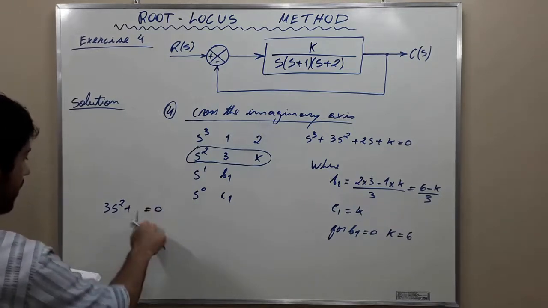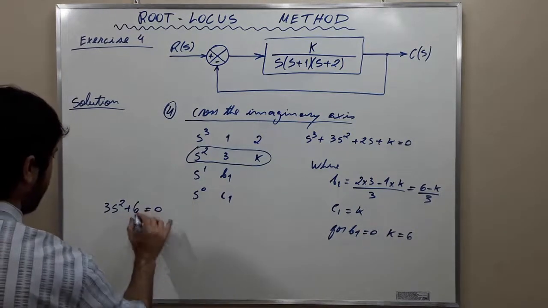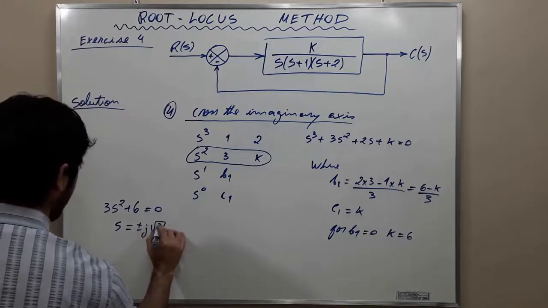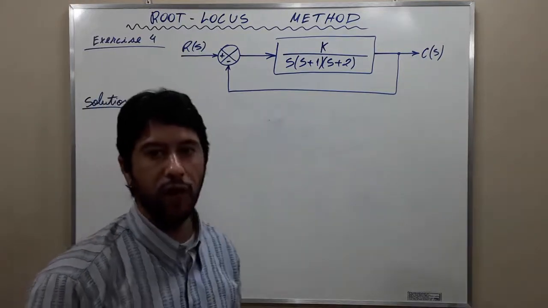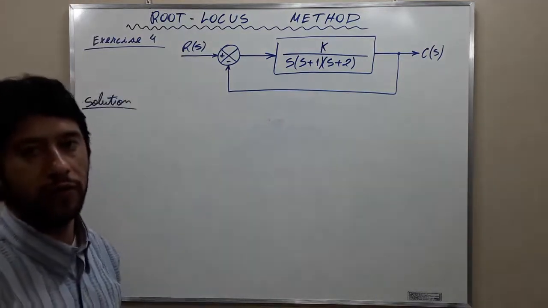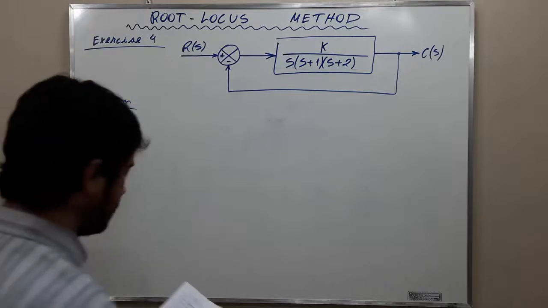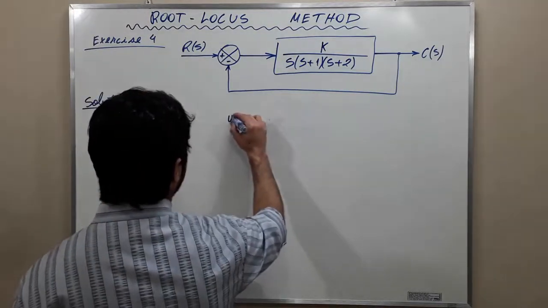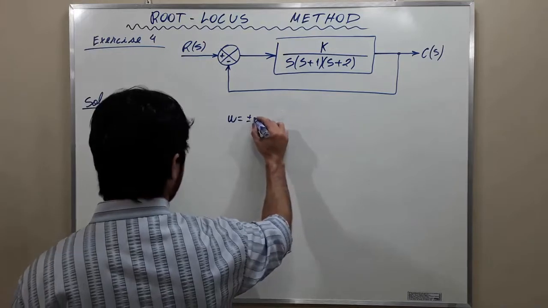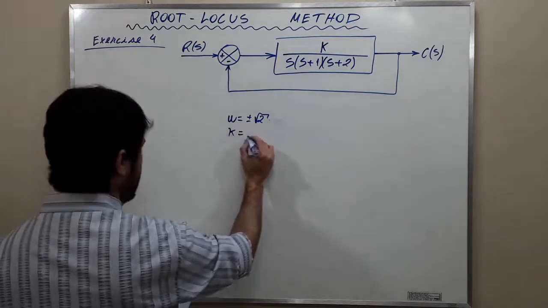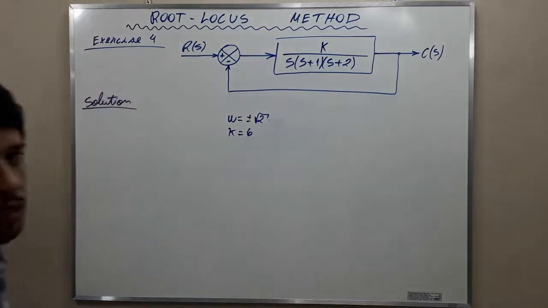Okay, since K is 6, we get that s is equal to plus minus j square root of 2. And by following this procedure, we discovered that the frequencies at the crossing points on the imaginary axis are w equal to plus minus square root of 2 for K equal to 6, okay, for a gain equal to 6. And with this, we have everything to draw the root locus.